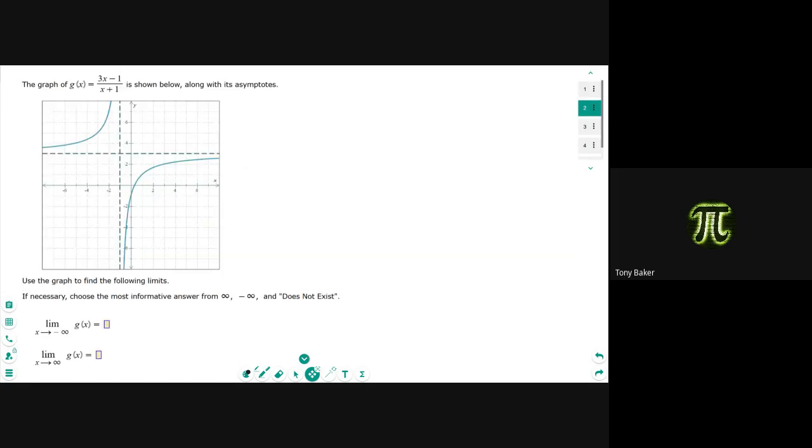All right, so here is a graph of (3x minus 1) over (x plus 1). This is a rational function, and it's showing the asymptotes dashed there. So what is the limit as x goes to negative infinity for g of x? It is 3. So the negative infinity one is this direction, and this one over here is the positive infinity. So in this case, they're both going to 3.